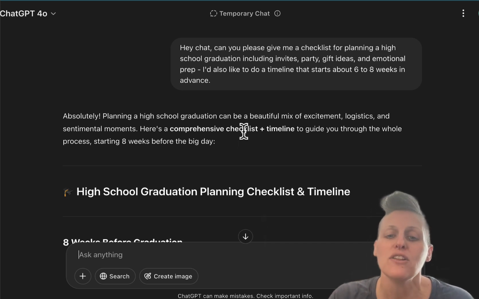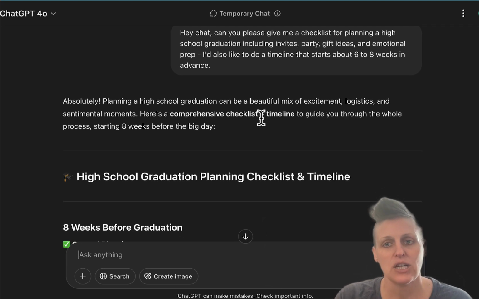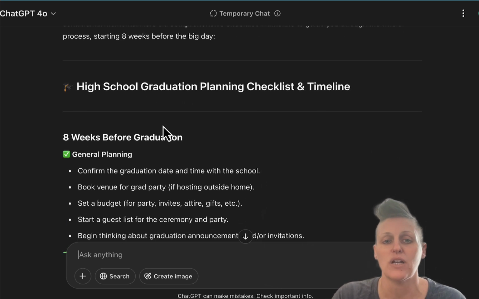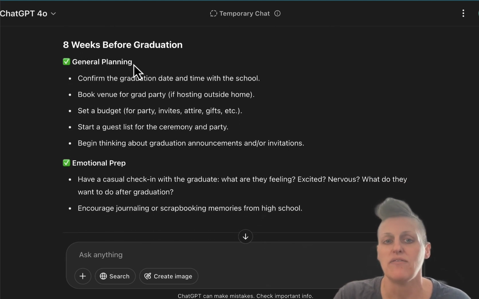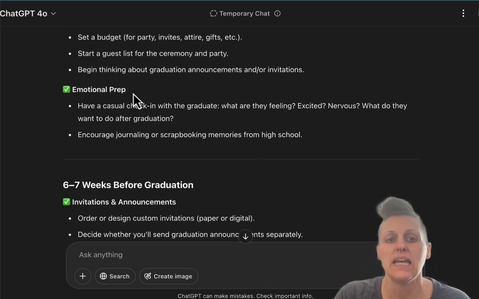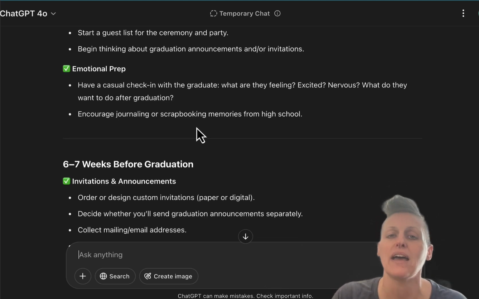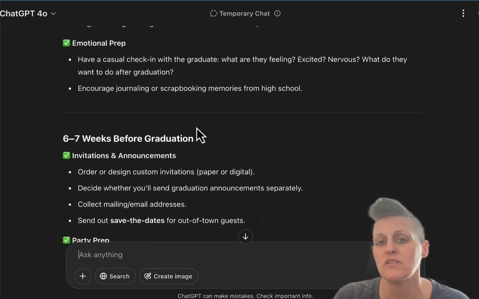So here we are. The first thing that I said, I need a checklist. So we have a checklist and timeline here for high school graduation. 8 weeks before graduation, we have the general planning. We're going to confirm the dates. Here's the emotional prep. Have a casual check-in with the graduate. I love that. Encourage journaling or scrapbooking memories from high school. I do think mom should probably be touching base with this as well. Write letters to your senior, write letters to yourself, give yourself a little bit of grace. This is a huge moment in life as they're going from being a kid to being an adult in a matter of moments.